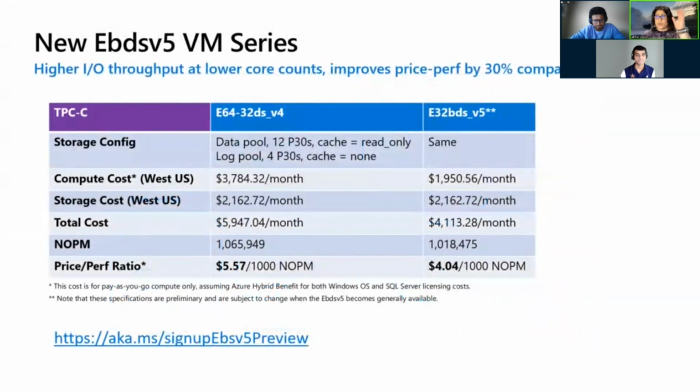So that's just a quick overview. I published a blog about this EBDSV5 series, so you can go out and find that. It talks about 30% better price performance. You can see here the price performance ratio is dramatically improved over our old EDSV4 series. I'll let you go take a look at that blog and read about this new series, but we are super excited about this one. And if you might be interested in signing up for that preview, I've got a short URL for you here. Sign up for the EBDSV5 preview, and you can go and try out those new VMs.